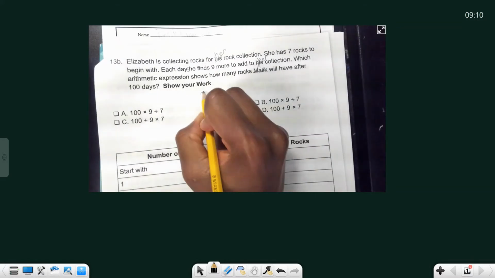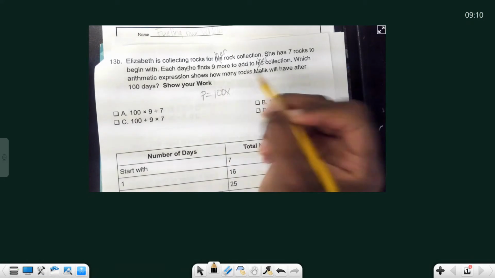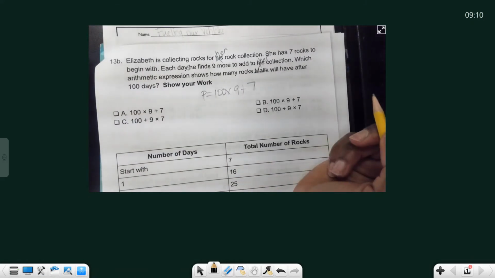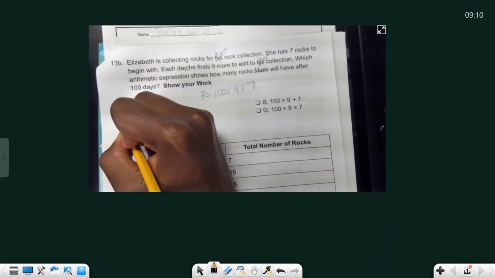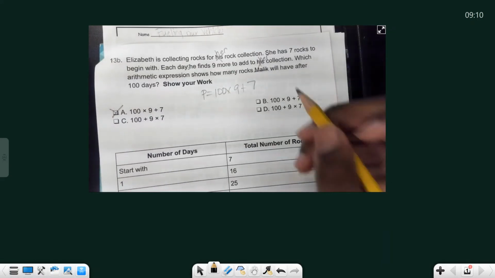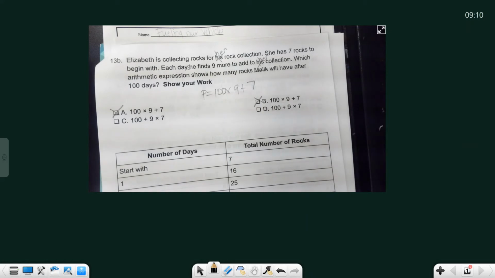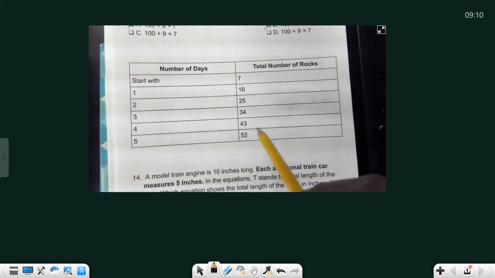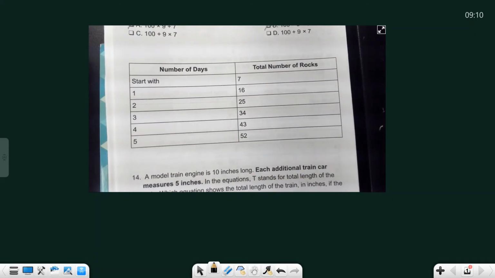So Elizabeth is looking for almost the same amount of rocks, but we're doing the same thing. So P equals 100 times 9 plus. Where do you see that one? A. I was trying to say that Malik has 7 rocks to begin with. And B. I think so. All right, 14. And again, it's a chart below that, so we don't really need the chart. We just needed to find the expression.